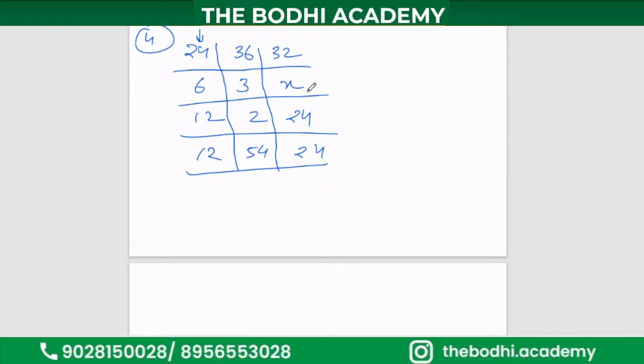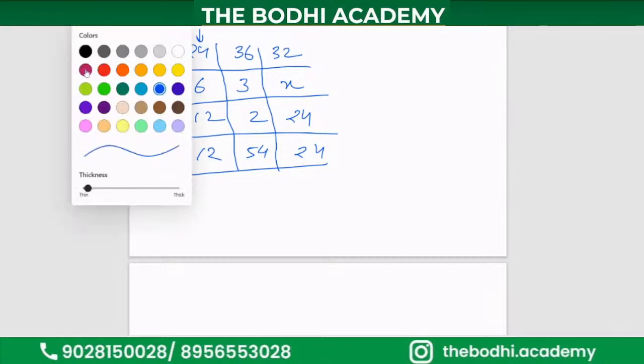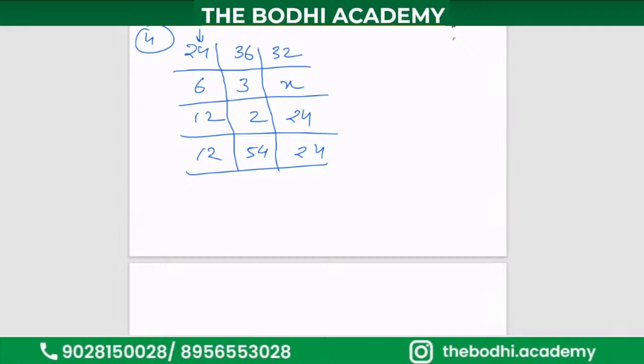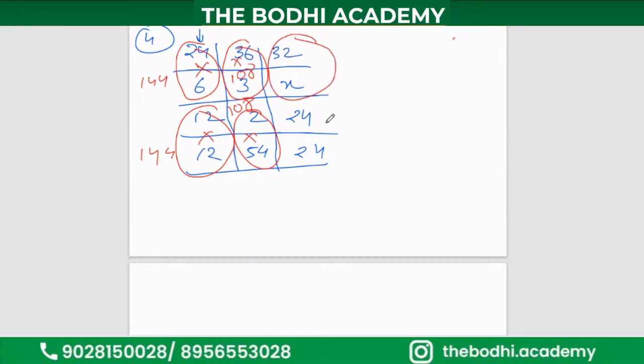Now, what is the operation? In the previous question, addition was the operation. But in this question, multiplication is the operation. So 24 into 6 is 144. 12 into 12 is 144. Now look here. 36 into 3 is 108. 54 into 2 is 108. That means whatever we get from the multiplication of the first two numbers, we get the same answer here also. Now, what is 24 into 24? It's 576.